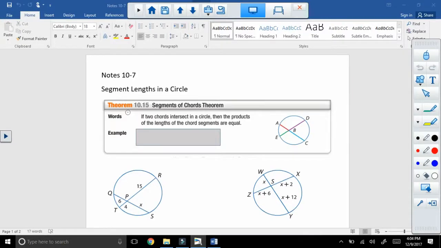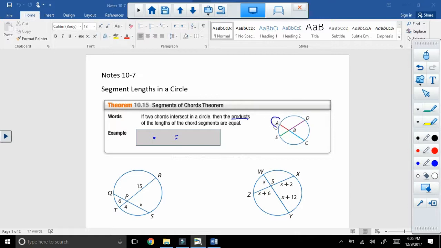Here we are looking at some segment lengths in a circle, and these maybe seem a little wordy, but once you get the hang of what segments you're putting where, they're not too bad. For this first one, it says if you have segments of chords, if two chords intersect in a circle, then the products of the lengths of the chord segments are equal.